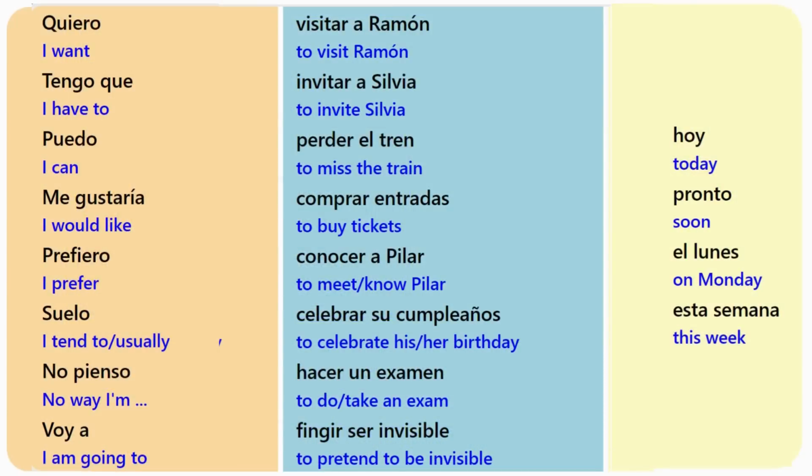Okay, so let's get back to our lesson. And to start with, I'm just going to focus on the first two columns. Quiero comprar entradas. What does that mean? Quiero comprar entradas. I want to buy tickets. What does it mean if I were to say suelo visitar a Ramón?